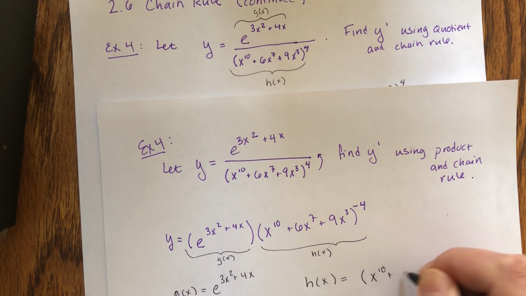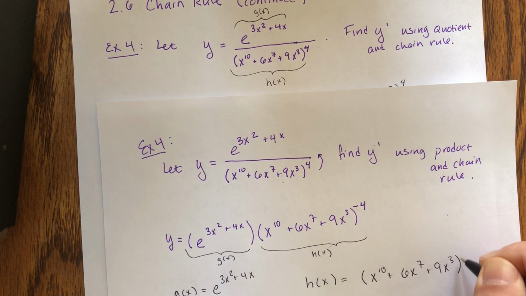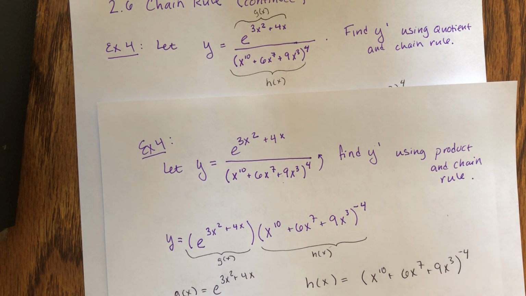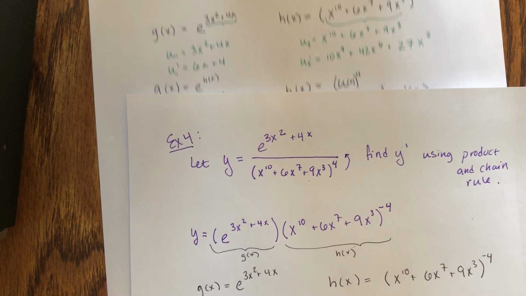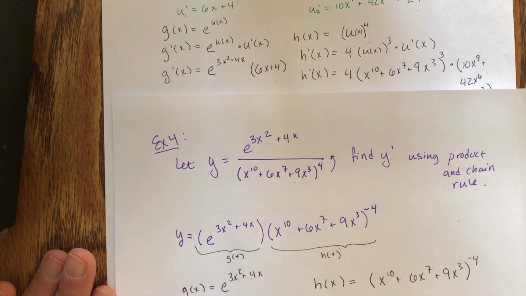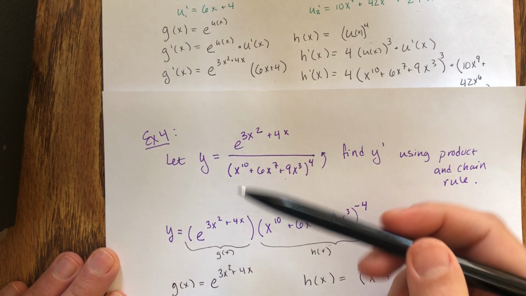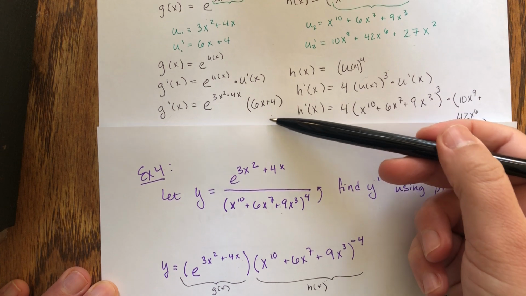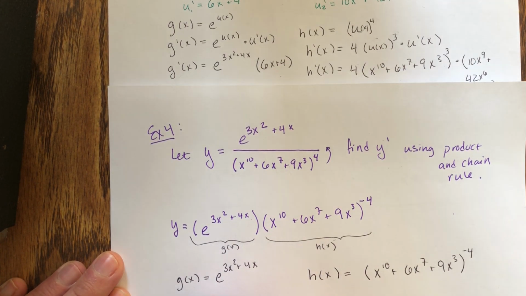x to the 10 plus 6x to the 7 plus 9x cubed, raised to the negative 4 power, and I'll take the derivative of each as scratch work. Luckily for us, we already did the derivative of the g function on the last page. I'm not going to go through and do the chain rule again because we already have the work right up here. Since g is the same function here, I can just copy it from before.